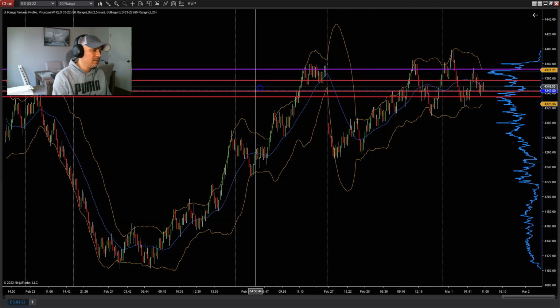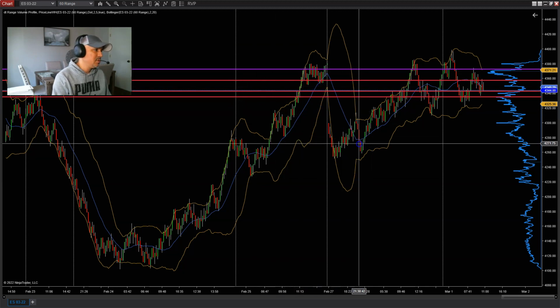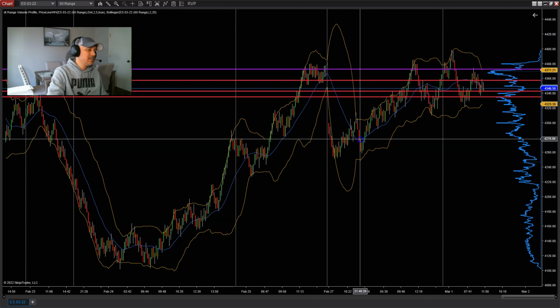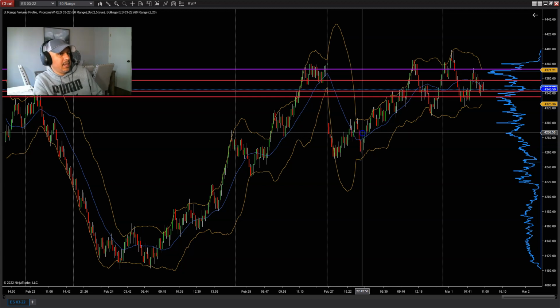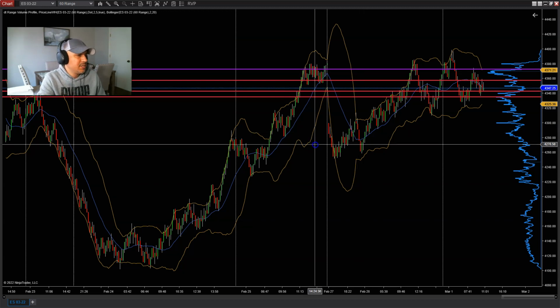So that's just the Bollinger Band. The center line you see here, the blue line, is the 20-period moving average, so it's an SMA. It's actually a pretty good indicator, even though it lags. You can use it on a lower time frame.